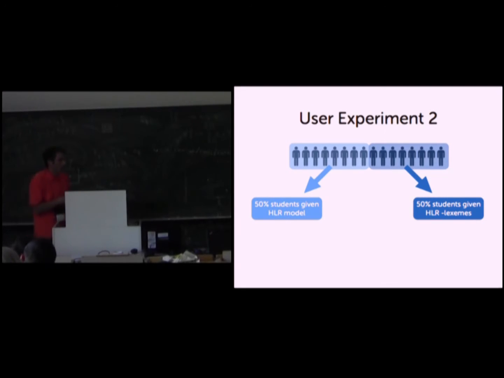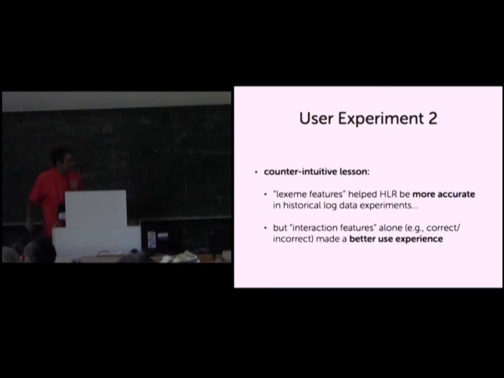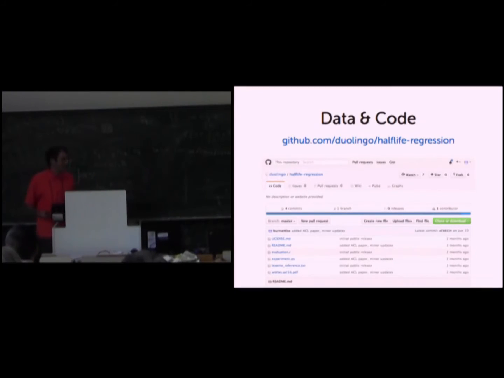So they did another experiment where they split the users into two groups, and half of them got the half-life regression model without lexical entries, and half did. Here, there was a much larger increase in retention, and this was very statistically significant. It's sort of a counterintuitive lesson. Often in NLP, we want to optimize our error rates, and in this case, not optimizing your error rates led to a better user experience and ultimately a better product. Because the goal is to help people learn, not to make good predictions.